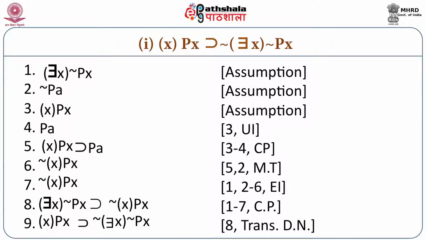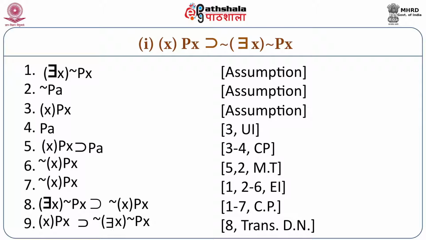First part: for all x, x is P implies it is not the case that there is an x such that not P x. We will try to derive this. So for derivation, we can have any number of assumptions. So we will have assumption 1, 2, 3. First assumption, there is an x such that it is not the case that x is P. Second assumption, not P a. Third assumption, for all x, x is P. So we will try to derive our conclusion using these assumptions.